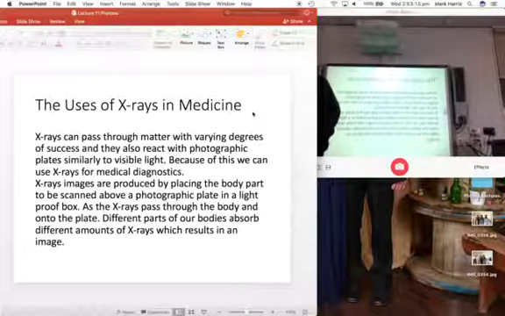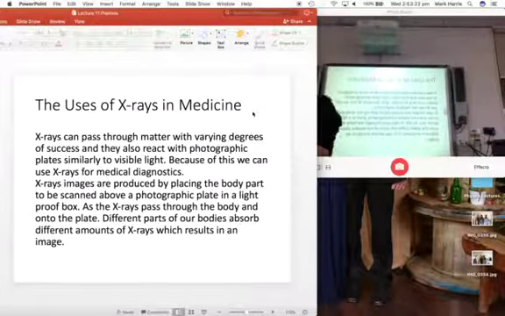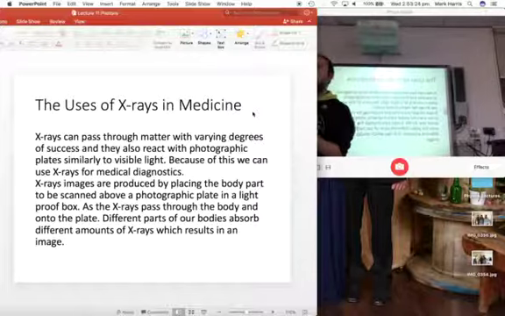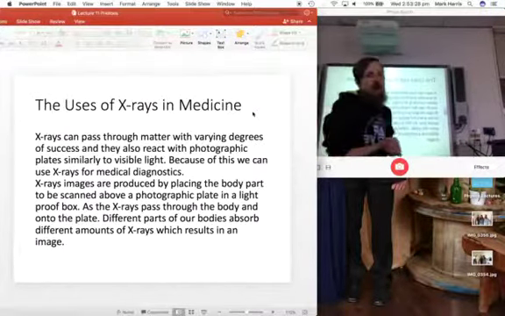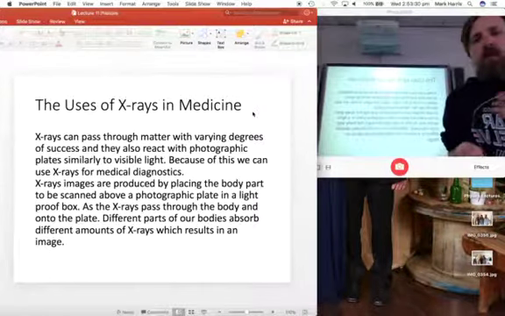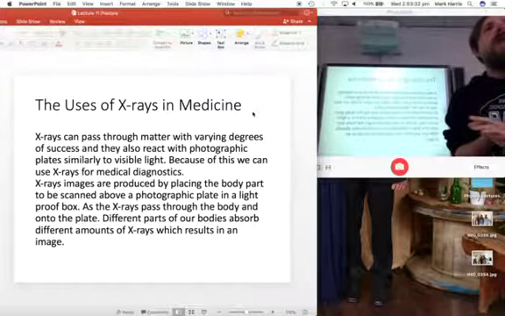You can observe muscle damage with an X-ray. We don't really do it much anymore. We used to do it a lot. We don't do it anymore because we've got MRIs and other different things that can do them. So our bodies absorb different amounts, and hence we get an image.